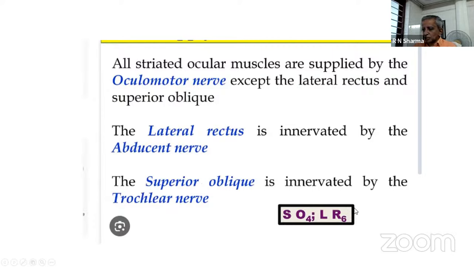All of us know this mnemonic SO4, superior oblique, lateral rectus 6, sixth nerve, and rest of the muscles are supplied by third nerve. So the third nerve will be supplying superior rectus, inferior rectus, medial rectus, and inferior oblique. So this formula will be useful. Everybody knows about it. LR6, SO4.